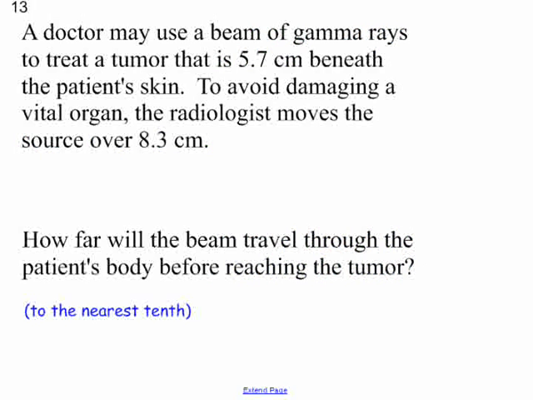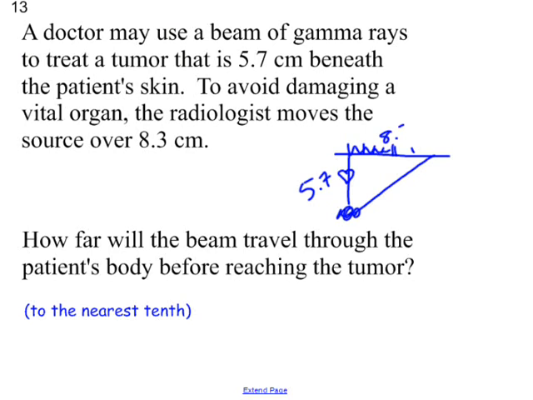The next question asks us, how long is the beam? This is the exact same story problem. It just says, how far will the beam travel through the patient's body before reaching the tumor? So again, remember, I've got the hairy arm, I've got the heart, I've got the ugly tumor, and I know this is 5.7, this is 8.3. I found that this angle was 34 degrees, and I'm looking for that length right there.